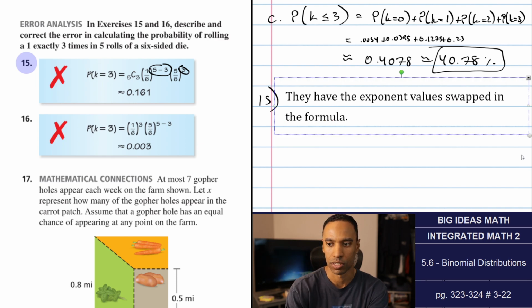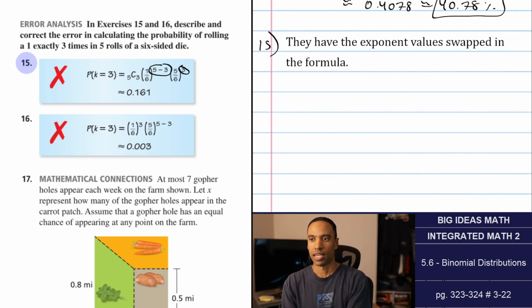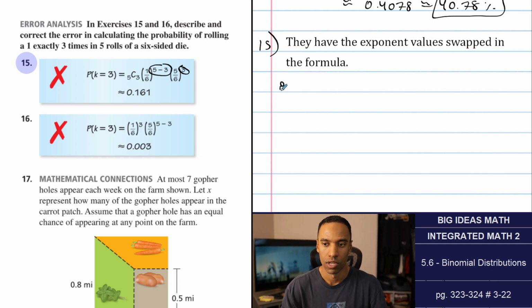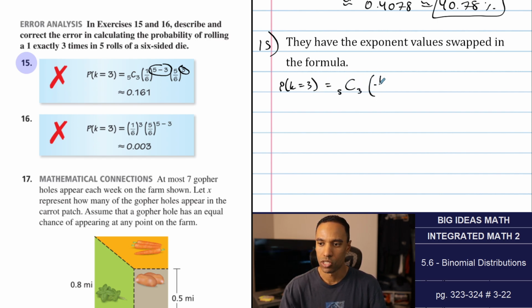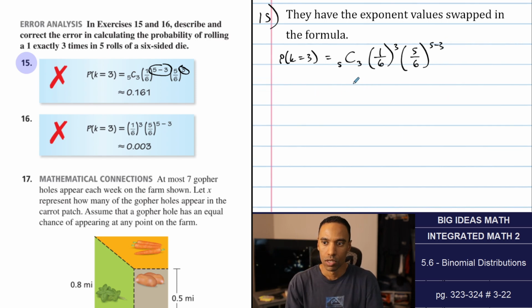I'll just keep it point blank like that. The idea is that your probability of success also shows the number of times you were successful. So the probability that k equals 3 should instead be 5 choose 3, that's all good, times 1/6, that's all good, but this should be the third power. And 5/6 should be to the 5 minus 3 power, which is 2. So we work it out. I'm going to go ahead and compute what that is. Here, let's turn 5 minus 3 into 2.